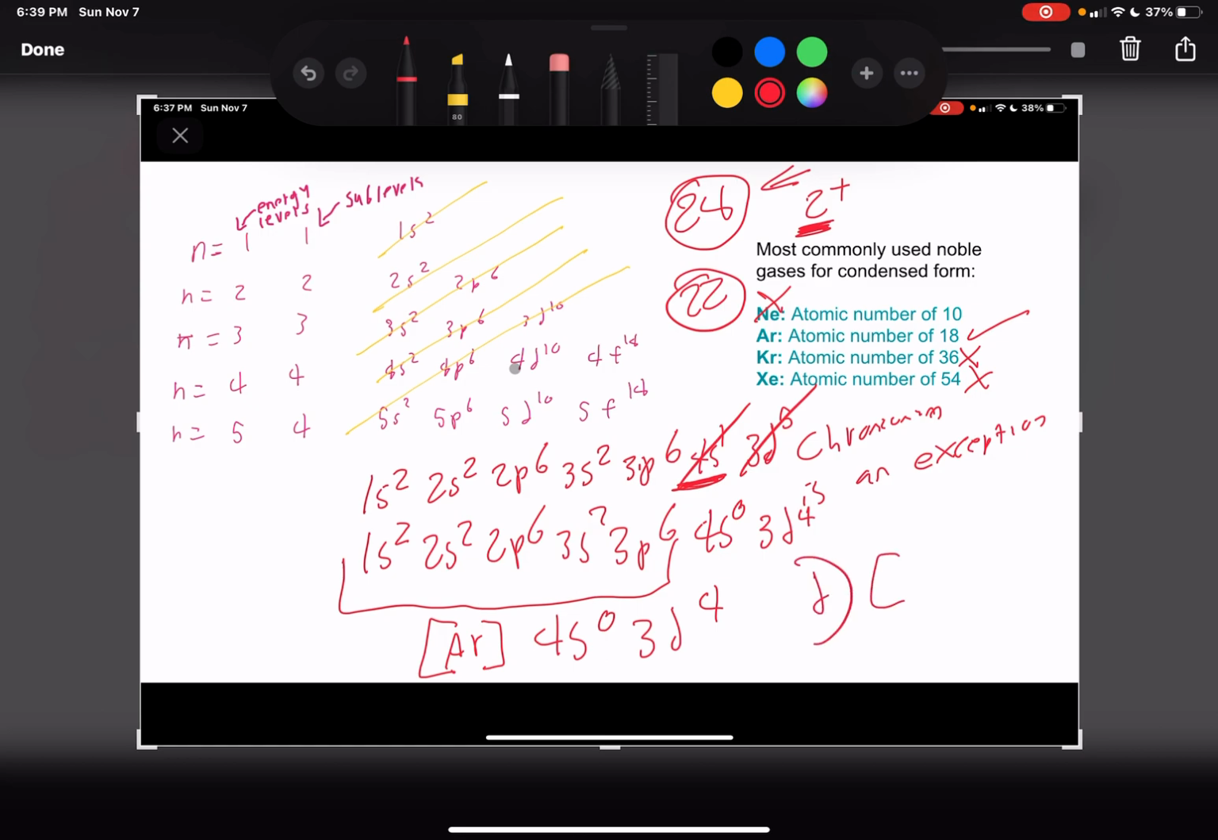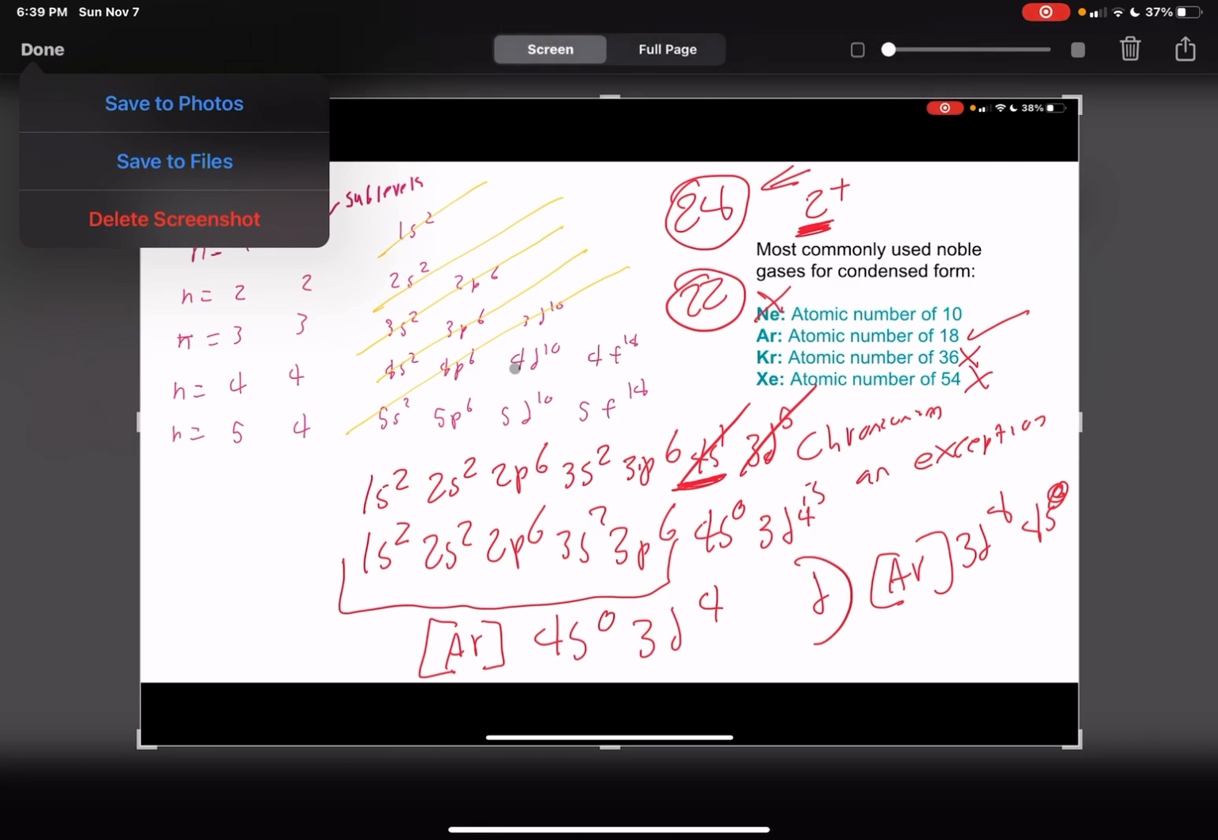D has written it as Ar 3d4 4s0, which is also an accepted answer. Both ways are accepted. They're both accurate ways of writing it. So this is your answer for this question.